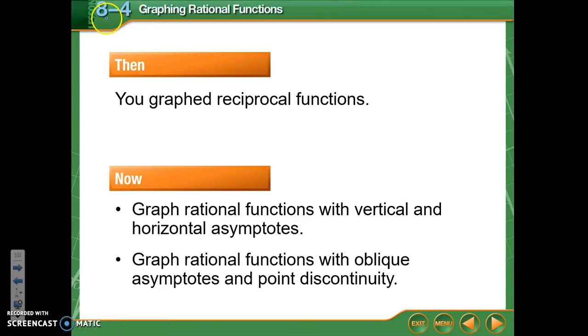Hello. Today we are continuing graphing. In section 3 we graphed reciprocal functions, which are really basic rational functions that might look like this or something like that. Today we're going to graph more general rational functions, and we're going to talk again about vertical and horizontal asymptotes. And we're also going to talk about oblique asymptotes and point discontinuity.